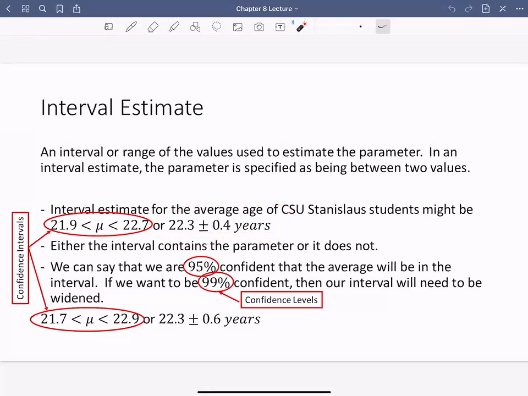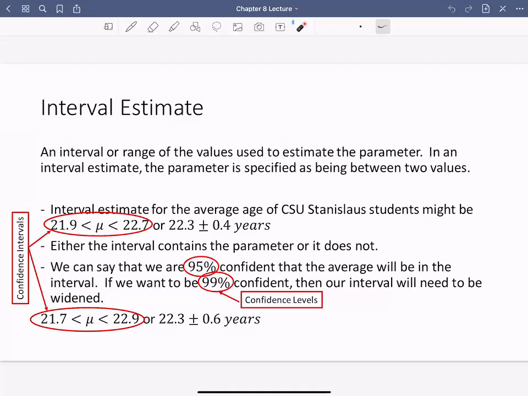Then the other thing is we say that we have a confidence level. If we say we're 95% confident the average will be in the interval, right? As the percentage goes up, our range becomes wider. Okay, if we want 99% confidence, then our interval will need to be widened. So if we're 95% confident, then it's more narrow, no big deal. But if we're 99% confident, then we want to make sure it really is in there.